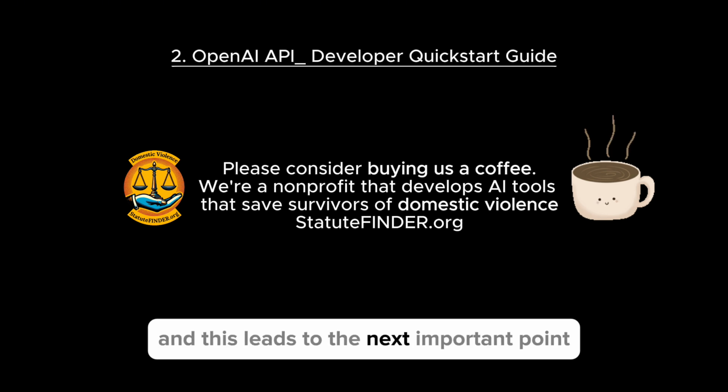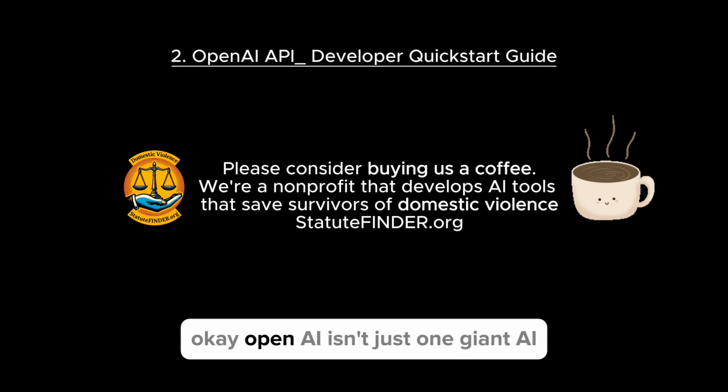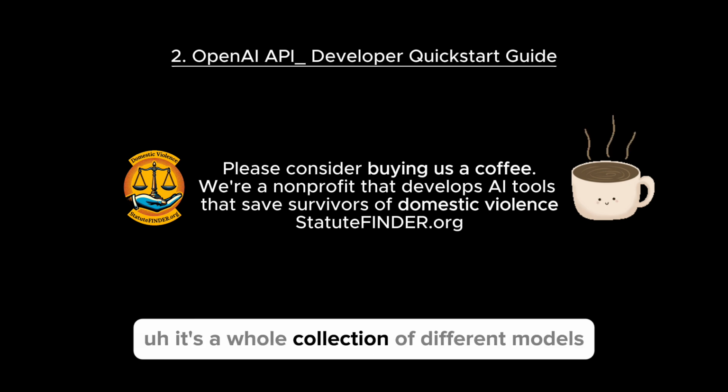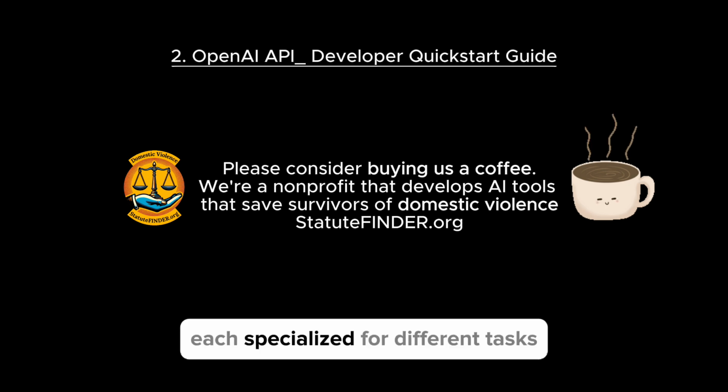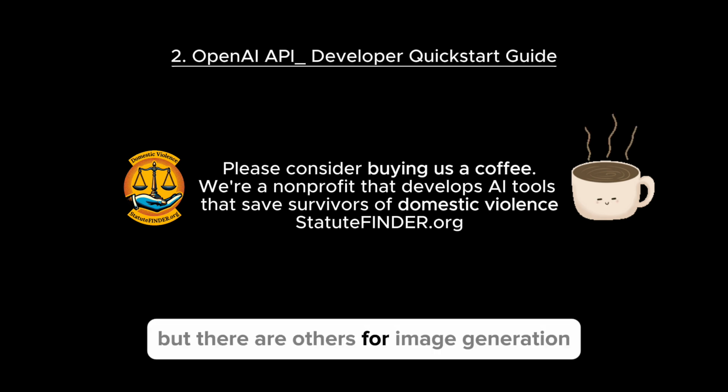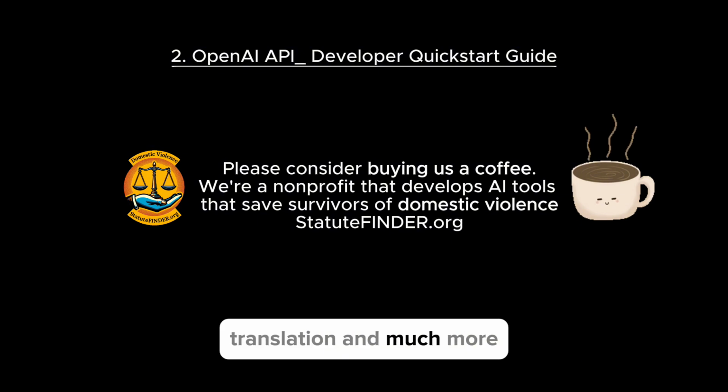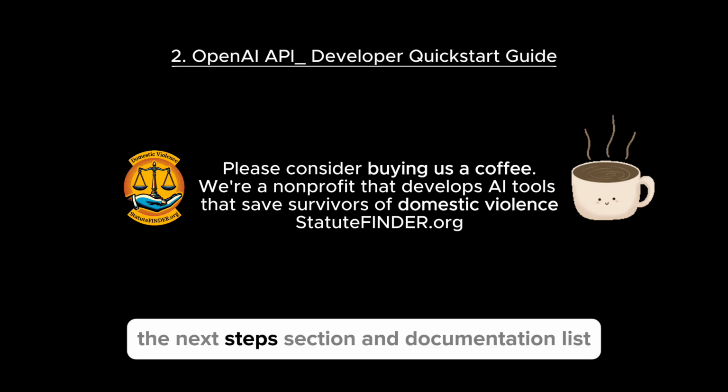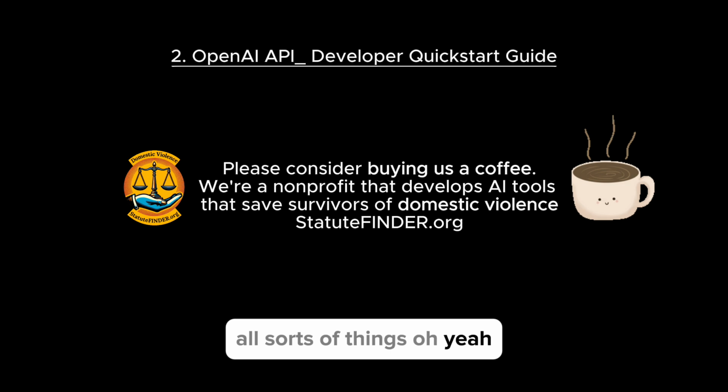Exactly. And this leads to the next important point. OpenAI isn't just one giant AI. It's a whole collection of different models, each specialized for different tasks. The haiku example uses GPT-4 Mini. But there are others for image generation, translation, and much more. So it really is like a toolbox. It is a toolbox. And speaking of tools, the next steps section in the documentation lists all sorts of things: image generation, embeddings, text-to-speech.